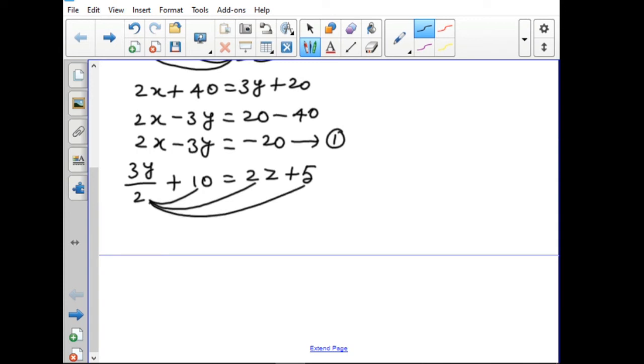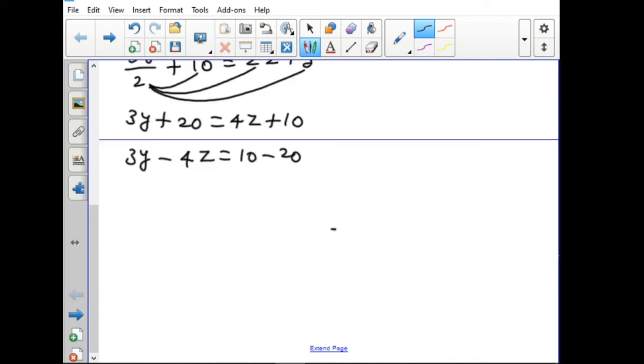So what do we get here? 3y plus 20 equal to 4z plus 10. So 3y, bring inside, minus 4z equal to 10, and bring 20 to this side, minus 20. So 3y minus 4z equal to minus 10. That is equation number 2.